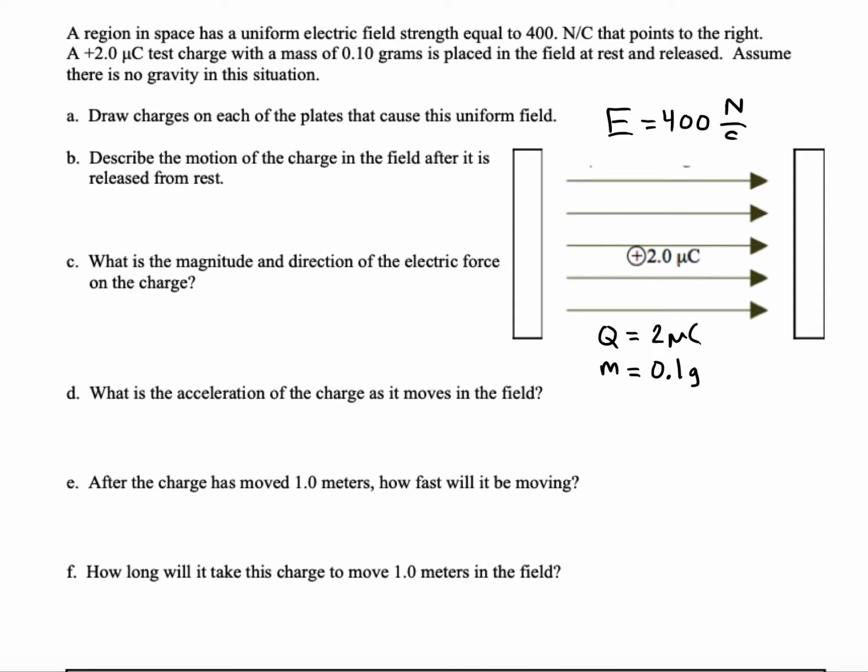Assume no gravity. Can we draw the charges that each of the plates has on it to cause this uniform field? Well, we see that the field lines are pointing to the right. Field lines always point toward negatives and away from positives. So this must be a negatively charged plate, and this would be a positively charged one.